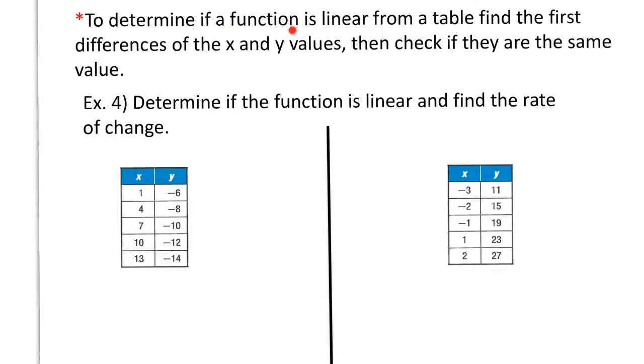To determine if a function is linear from a table, find the first differences of the x and the y values, then check if they are the same value. Now what I'm trying to say is I want the difference of the x's to be the same every time I find that difference, and the difference in each y value also has to be the same. So when I say the difference for the x and the y values, I want to know what is happening in each table. So let's look at the first table here.